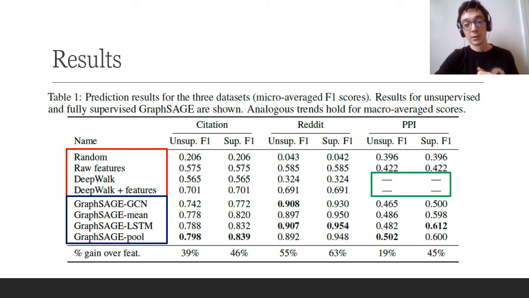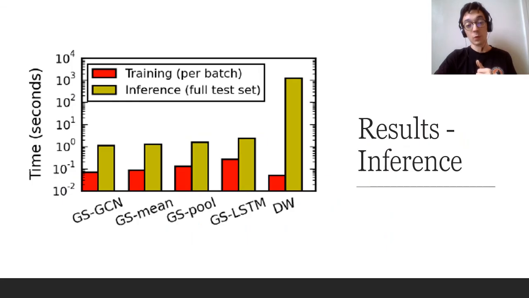Lastly, we see that the performance of unsupervised GraphSAGE is reasonably competitive with the fully supervised version, indicating that the framework can achieve strong performance without task-specific fine-tuning. While GraphSAGE seems to offer very good performance on those three different tasks it was tested on, it isn't its only strength. Since GraphSAGE doesn't need to completely embed unseen nodes, it is much faster when performing inference compared to an algorithm like DeepWalk.